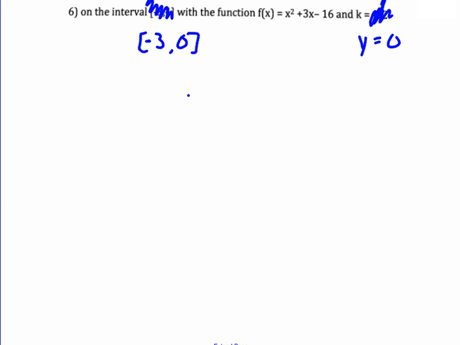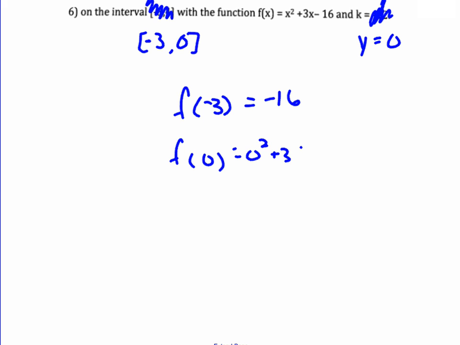Same thing, we evaluate f of -3. We did that, and that was -16. And then we say, all right, what's f of 0? Well, that is 0 squared plus 3 times 0 minus 16, and that is -16 as well. So what that is saying is because 0 is not in between those two, we can't say for certain whether or not that thing exists, whether there is a 0 in between -3 and 0.